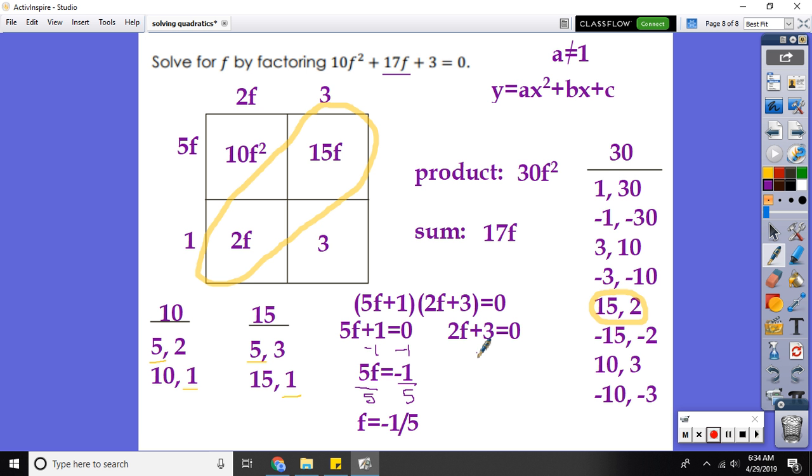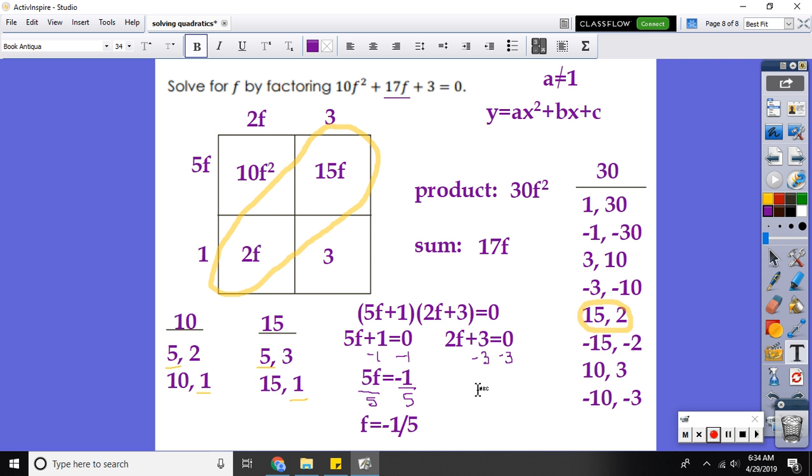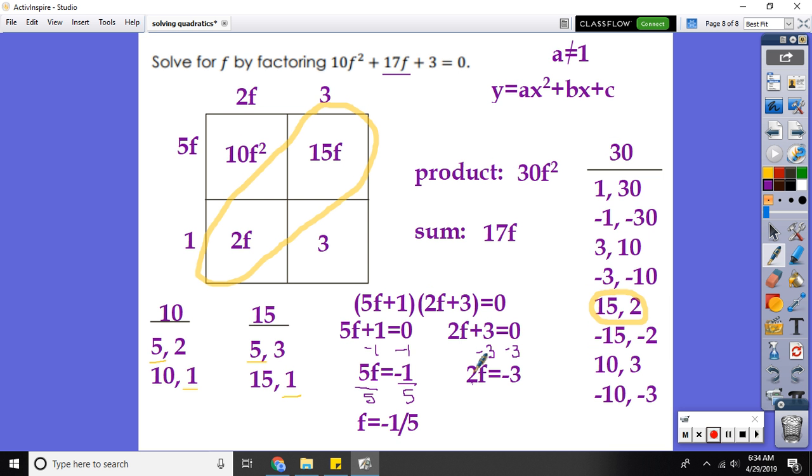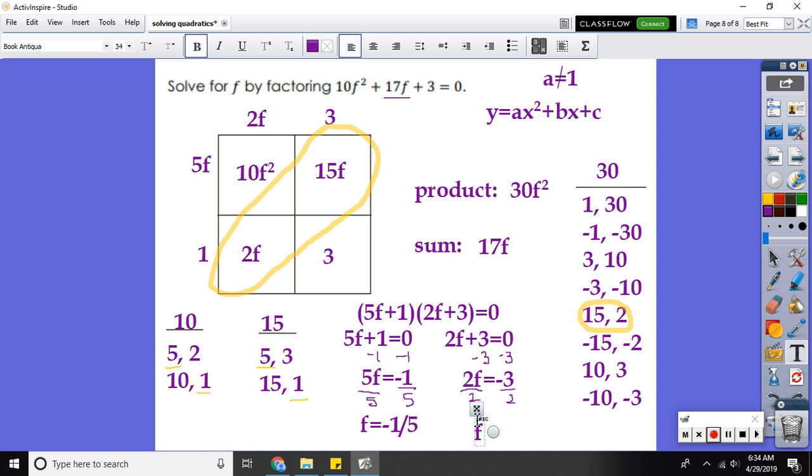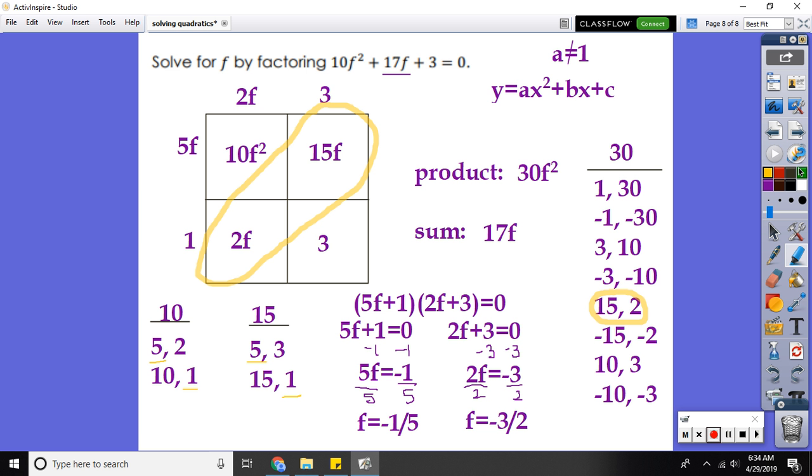Over here on the right, we subtract 3 from each side because I'm adding 3, and to solve you do the opposite. So I have 2f equals negative 3. And again, it's 2 times f, so the inverse would be to divide by 2. My result would be another fraction, so I'm going to leave it as negative 3 over 2. And so my solutions for this quadratic equation are negative 1/5 and negative 3 over 2.